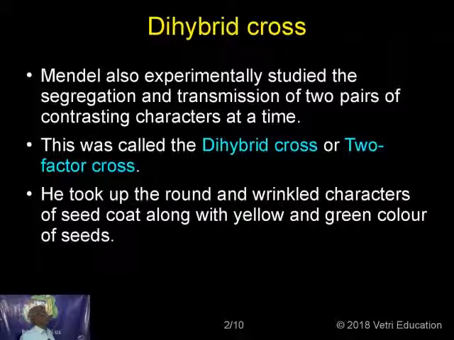Mendel also experimentally studied the segregation and transmission of two pairs of contrasting characters at a time. This was called a dihybrid or a two-factor cross. He took up the round and wrinkled varieties of the seed coat along with the yellow and the green color of the seeds, and then he did a cross.